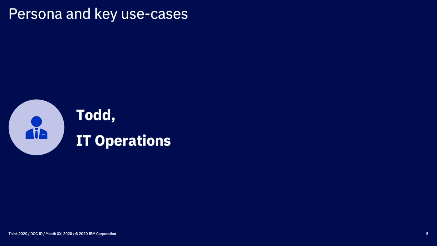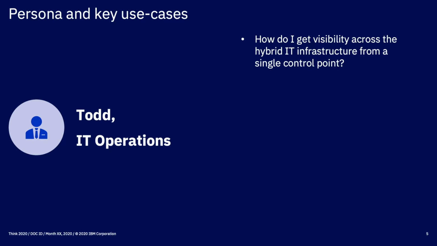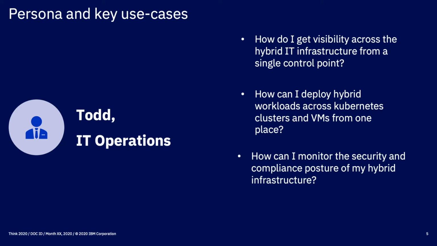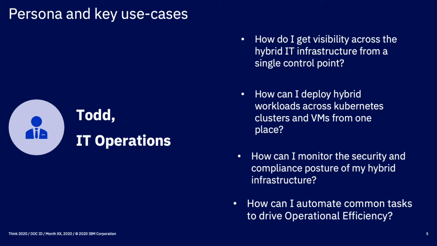Todd is our IT operations persona. He has several requirements to enable him to perform his everyday tasks efficiently. For instance, he wants to know how he can get visibility across the entire hybrid IT infrastructure from a single control point. He wants to know if he can deploy hybrid workloads across Kubernetes clusters and VMs from the same place. He also has to monitor the security and the compliance posture of the entire hybrid infrastructure. And finally, he needs automation capabilities to reduce toil and drive operational efficiency.